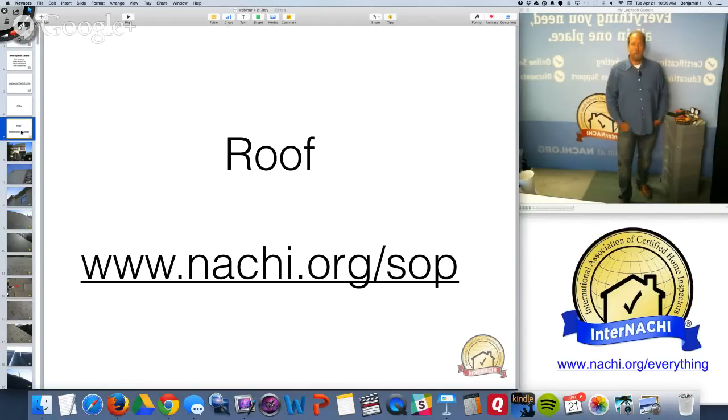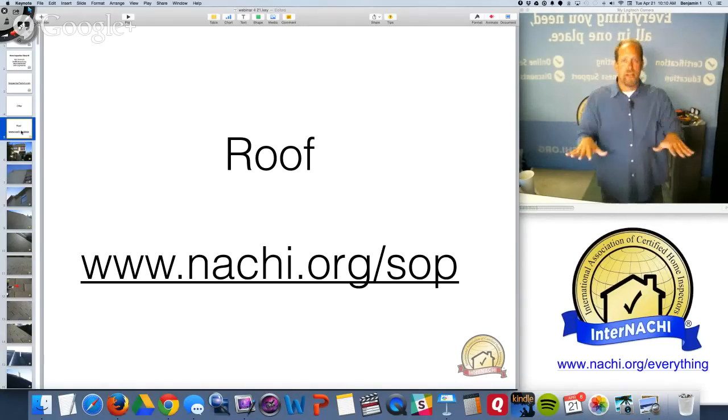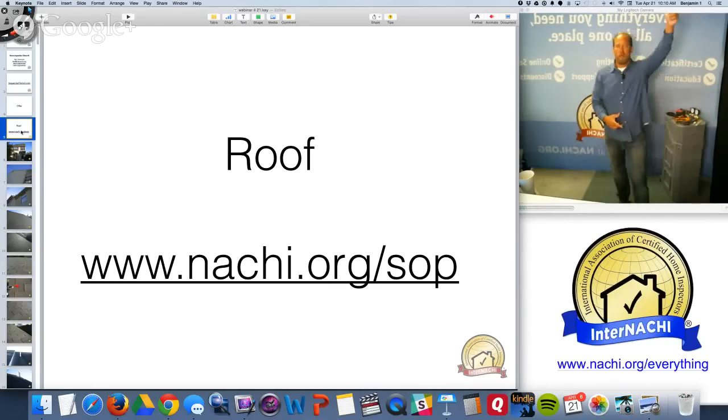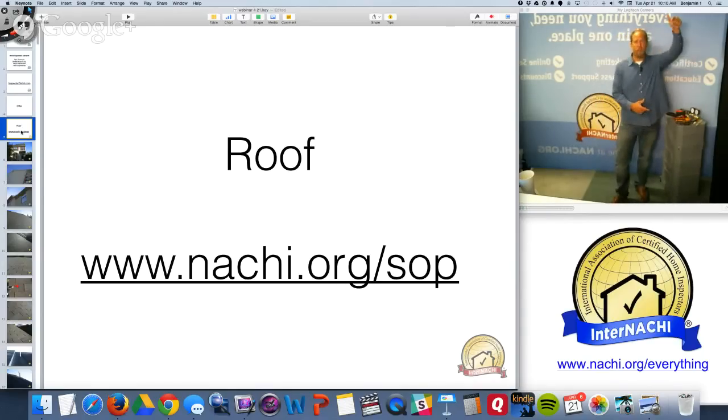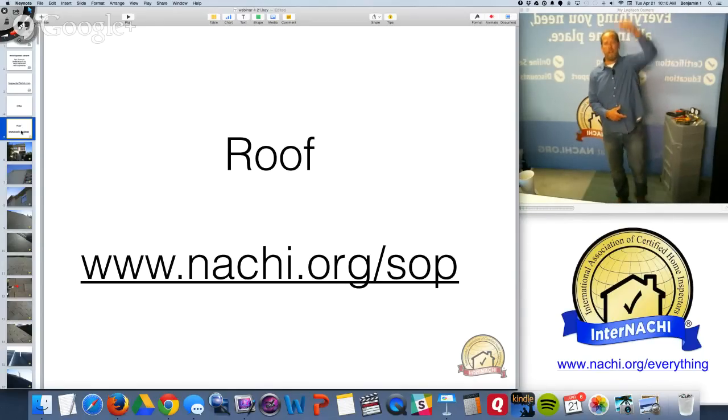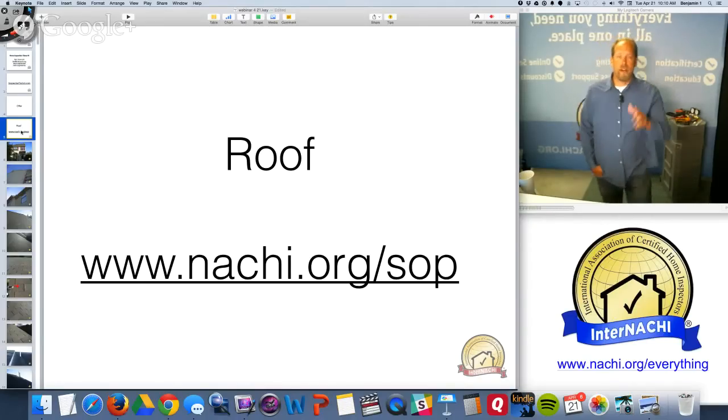You are required to inspect the roof, at least from the ground level. You can use binoculars. You can stay on the ground. You can use a spectroscope from Inspector Outlet to inspect the roof with your camera 30 feet up in the air with your feet on the ground. Not allowed, not required to go up on the roof.